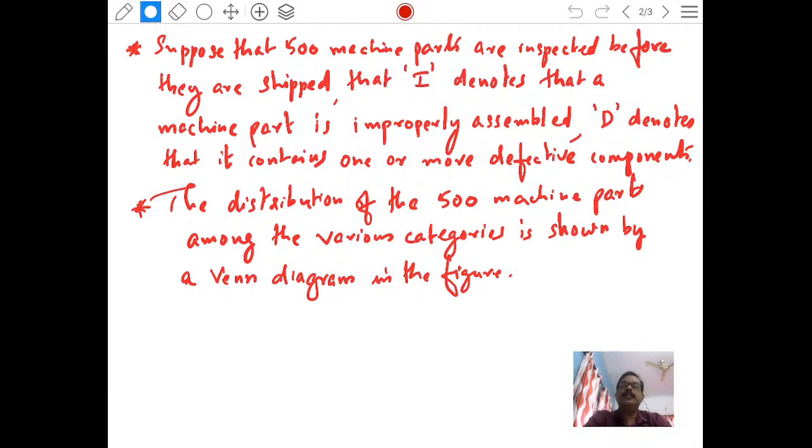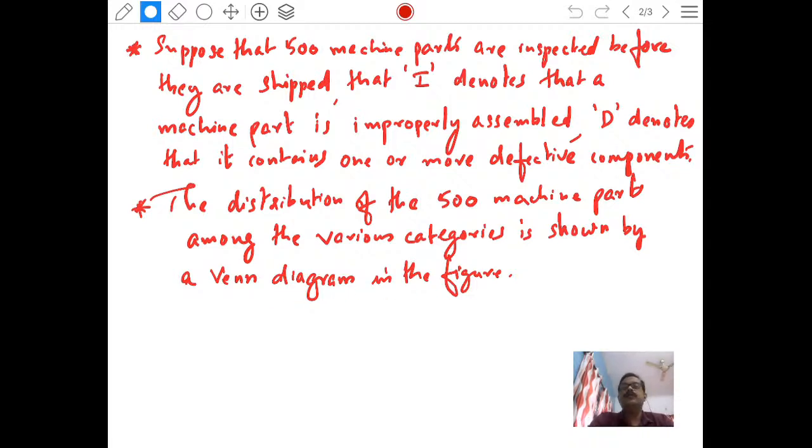Let us take an example here. Suppose that 500 machine parts are inspected before they are shipped. I denotes that a machine part is improperly assembled. D denotes that it contains one or more defective components. The distribution of the 500 machine parts among the various categories is shown by a Venn diagram.